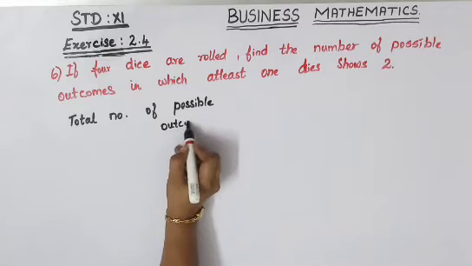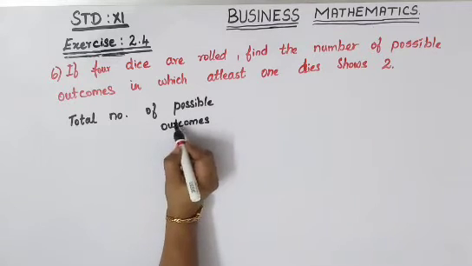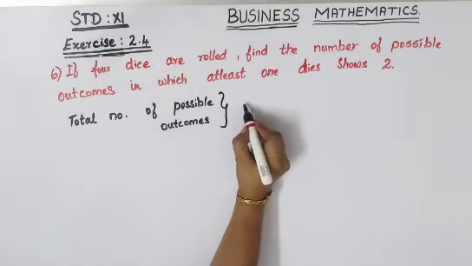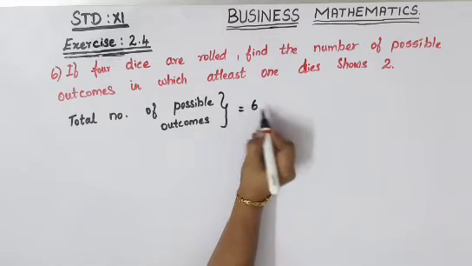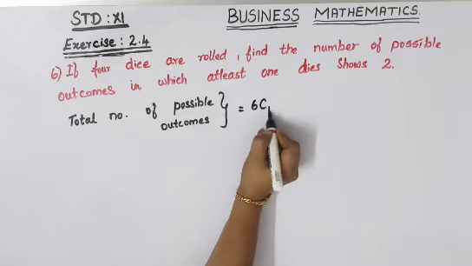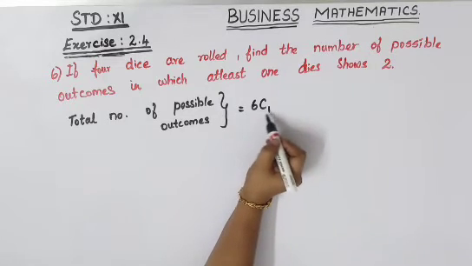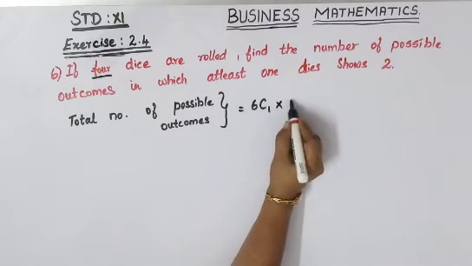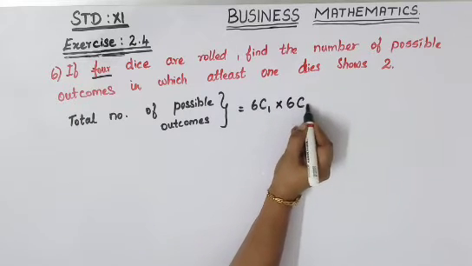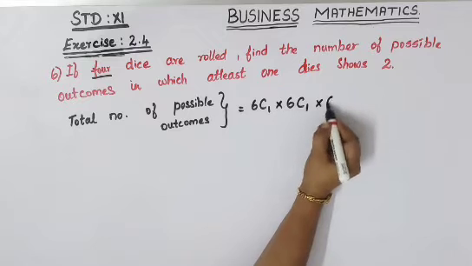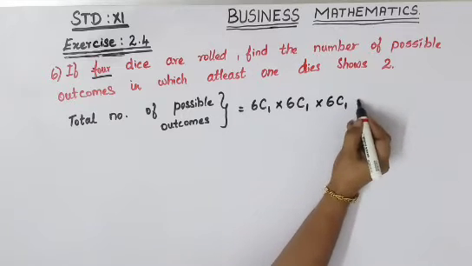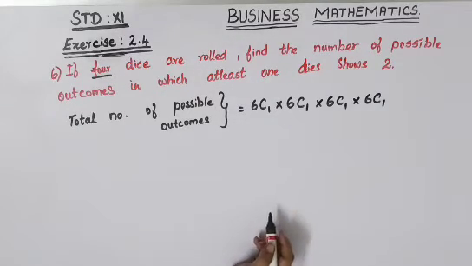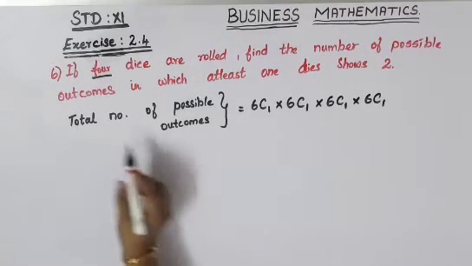You all know when rolling a die, you will have 6 faces over there. So in any of the 6 numbers you will get 1 number when you are rolling it. Like that 4 dice are rolled over there. So 6C1. The second die again 6C1. The third is again 6C1. And your fourth die again 6C1. So that is your total number of possible outcomes.